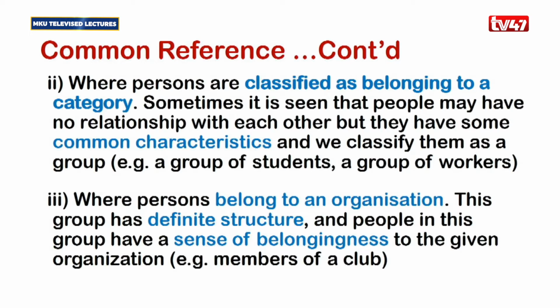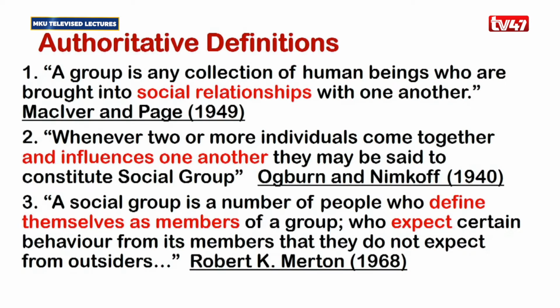Let's go now to sociological authoritative definitions of what we mean by groups. Starting with MacIver and Page, and I would like you to note down the words that I've put in red because they highlight the important feature of that definition. Let's start with MacIver and Page in 1949. A group is any collection of human beings who are brought into social relationships with one another. So social relationships is what MacIver and Page emphasize in defining what a group is.